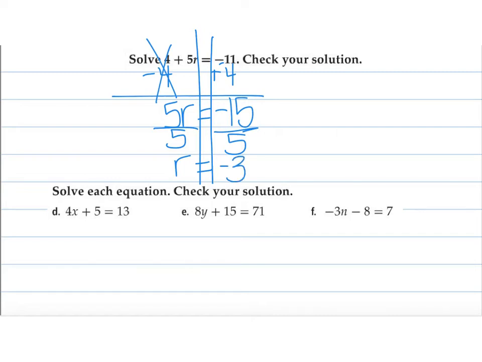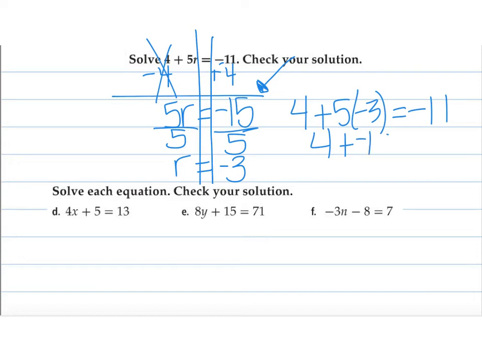We have to be careful that our negative signs don't get lost when we're transferring. So this negative 15 is really important to keep that negative, because 15 divided by 5 and negative 15 divided by 5 are different numbers. So now we have 4 plus 5 times negative 3 equals negative 11. 4 plus negative 15 equals negative 11. Yes, it checks. So there you go. All right, you do these three on your own. I'm going to go through them, and then we are done for this video.